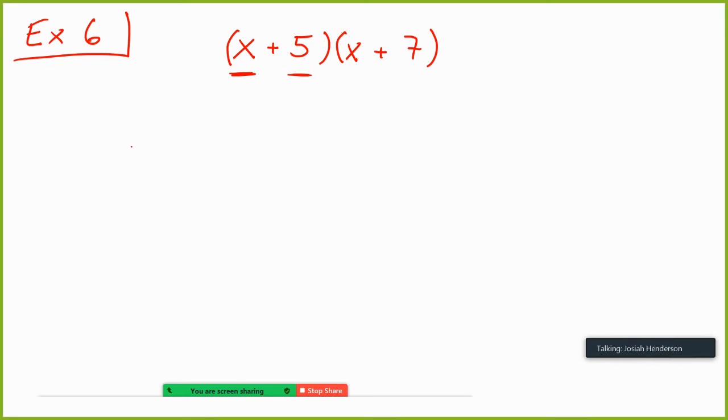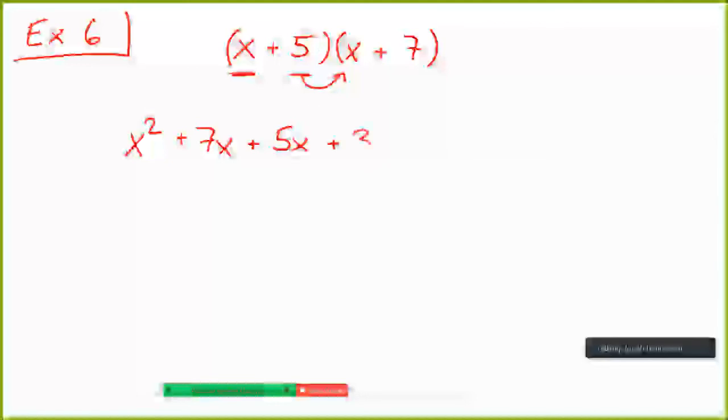So x times x, hopefully this is looking familiar, gives us x squared. X times 7, 7x. Now we're done with that initial x. We're done with it. But we're on to the 5. 5 times x. And just so you know, I'm multiplying the 5 to that x in the second parentheses. 5 times that is 5x. And 5 times 7 gives us 35.